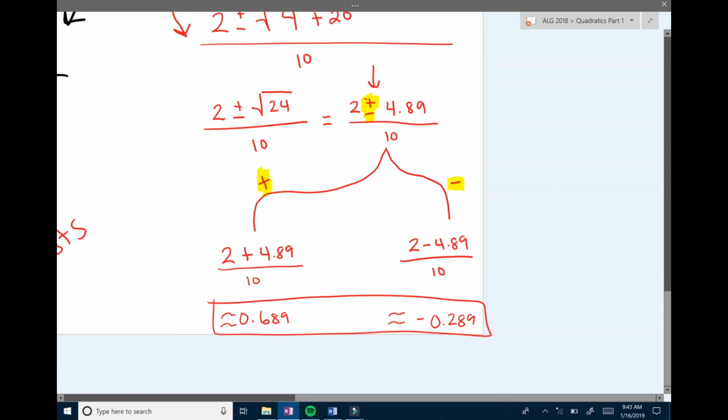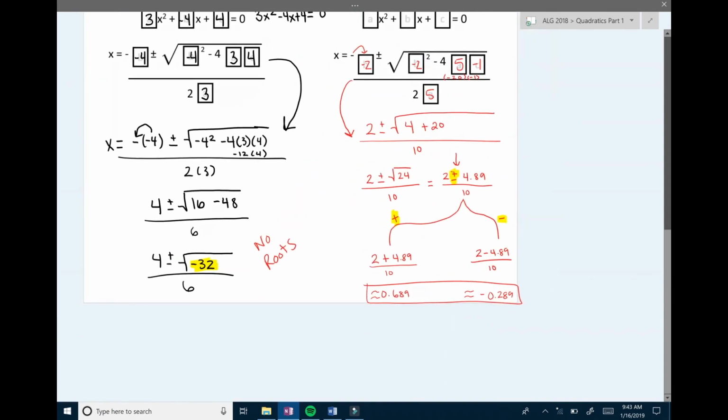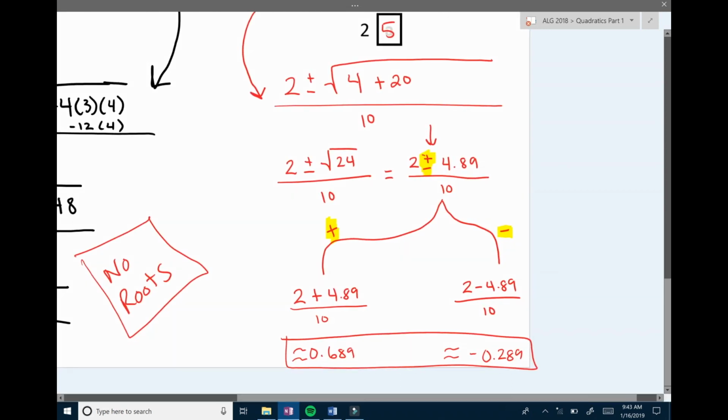And this right here is my answer. All right, so if I have a negative in my radical, I can't do anything and I have no roots. If I have a positive, put it in the calculator. You may get a decimal, and if you do, that's okay. Once I get my decimal, I put a plus and a minus, and I add my answer, and I subtract my answer. I should get two different answers at the end.